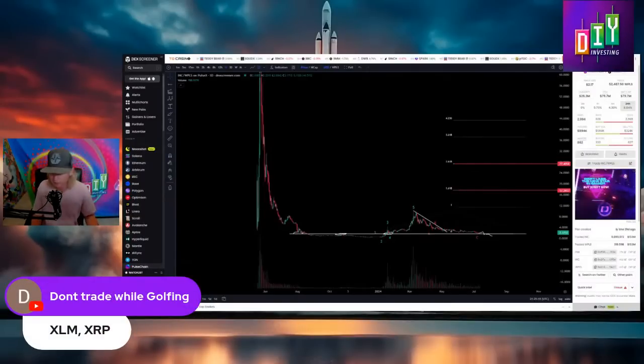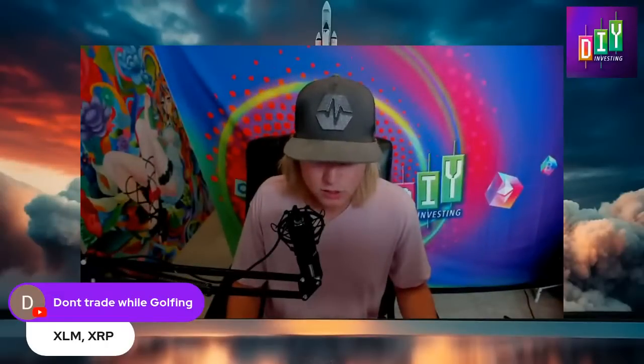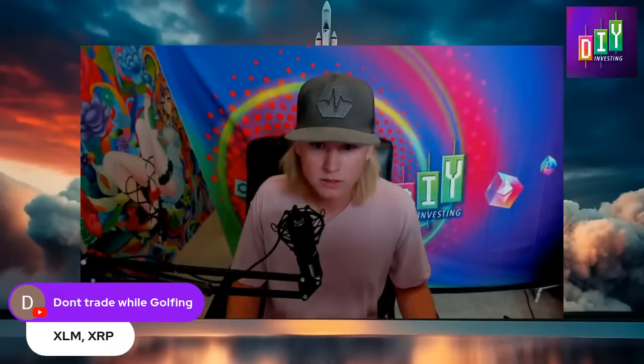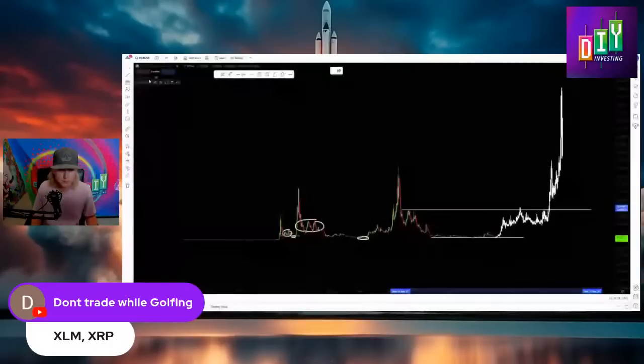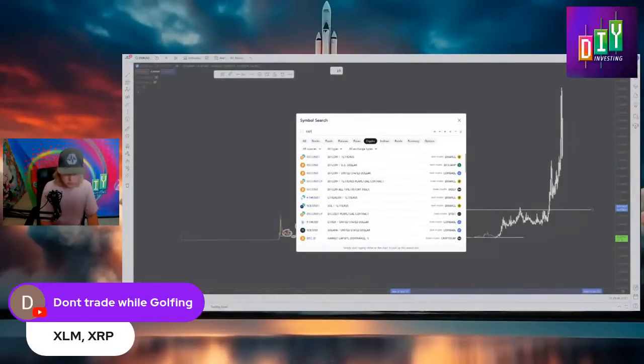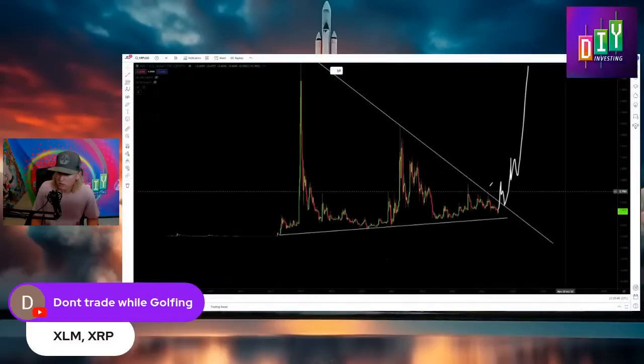XLM, XRP. All righty, let's jump in here. I'm trying to cover these as fast as possible, but I can't help myself from just talking too much. So I apologize for that. Let's go back over to TradingView. Okay, we'll start with XRP. Go to this one right here.